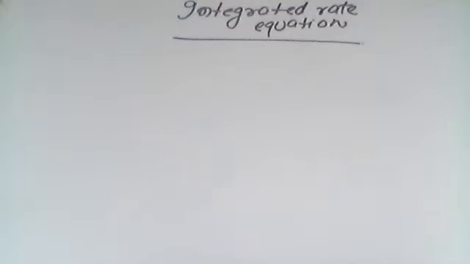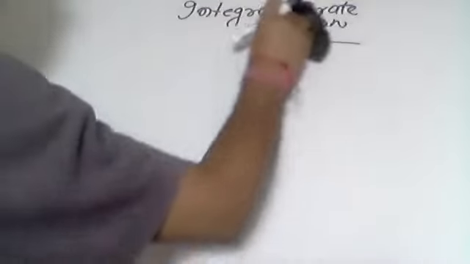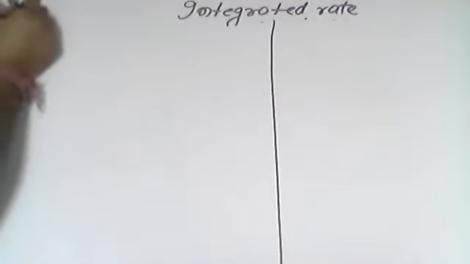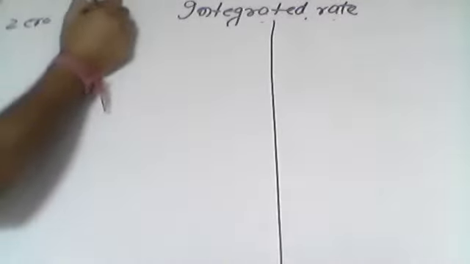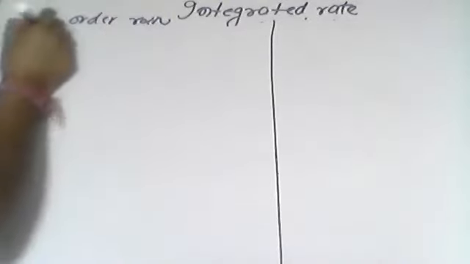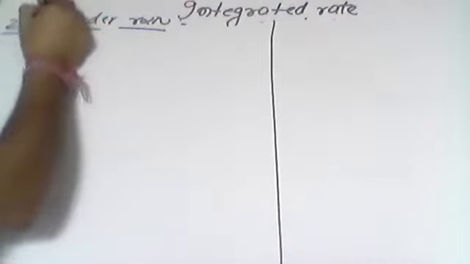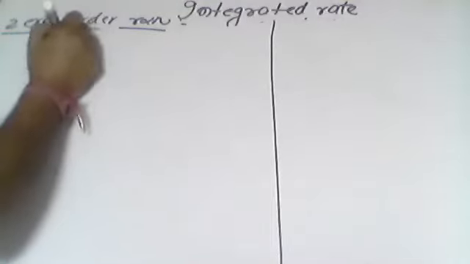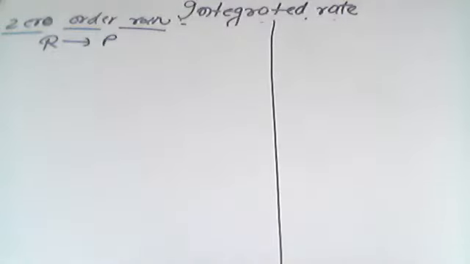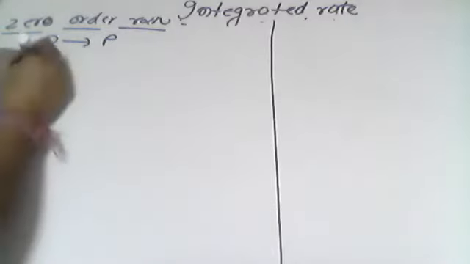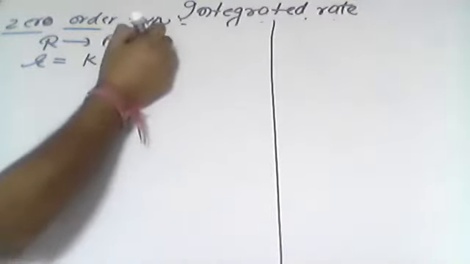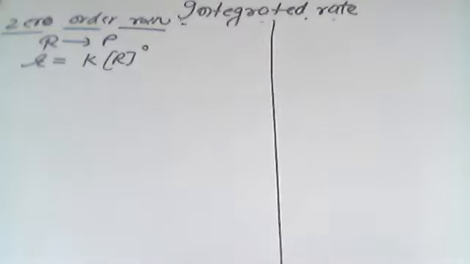Okay, integrated rate equation. First, I'm going to do it for the zero order reaction, a reaction in which the rate is independent of the initial concentration of the reactant. I will consider a zero order reaction, R gives P, reactant gives P. So rate is equal to k[R] raised to power 0. This should be clear to all of you because it's a zero order reaction.